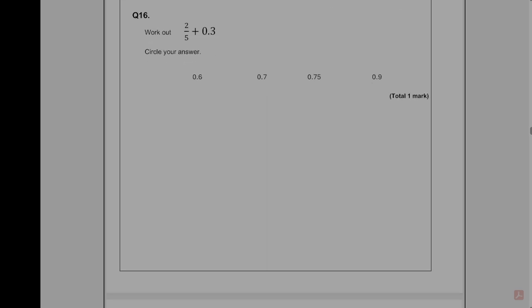Question 16, work out 2/5 plus 0.3, and all of these are decimals. So 2/5 is 0.4, plus 0.3 is going to give us 0.7. So 0.7.